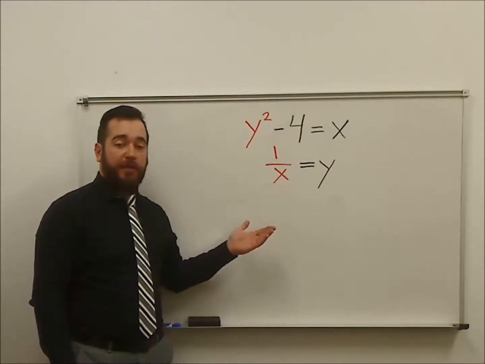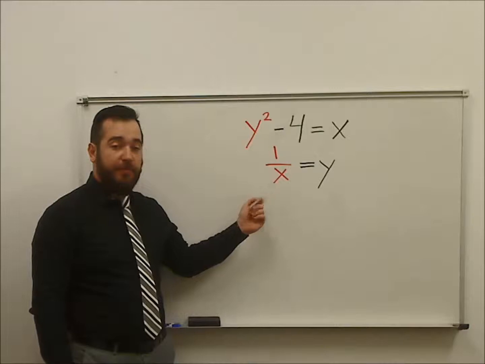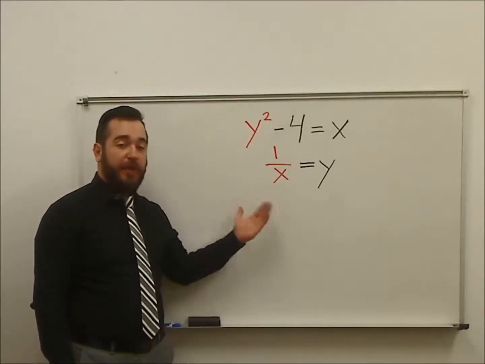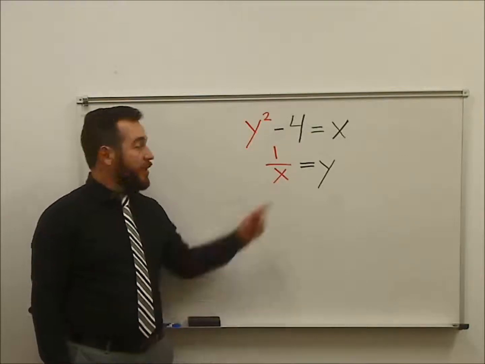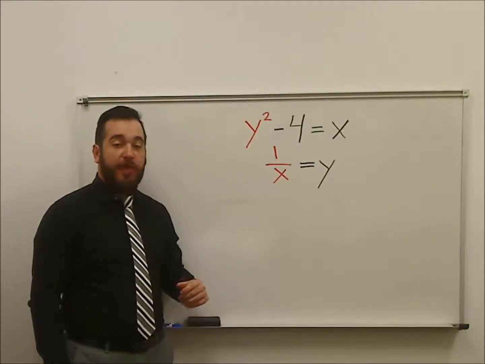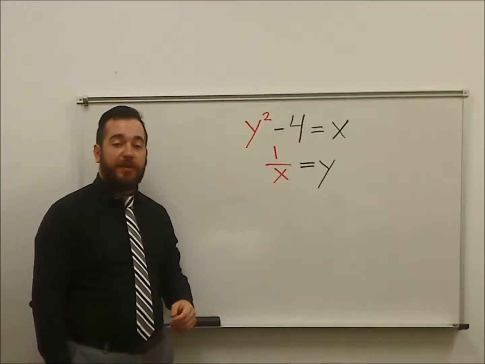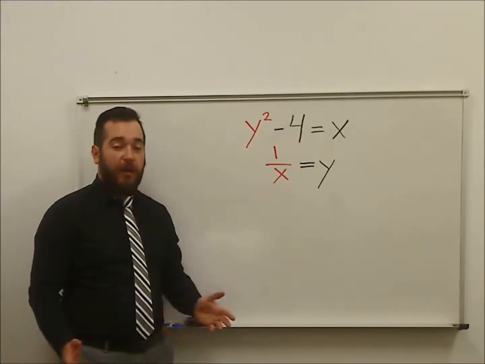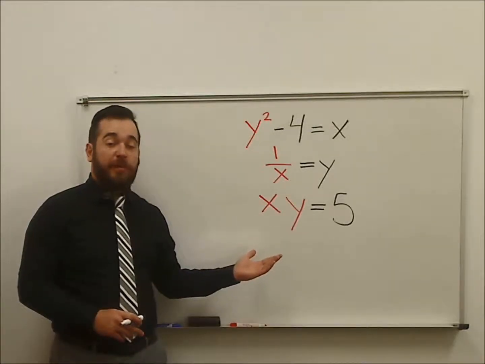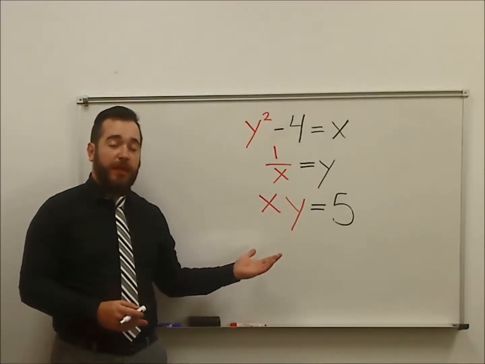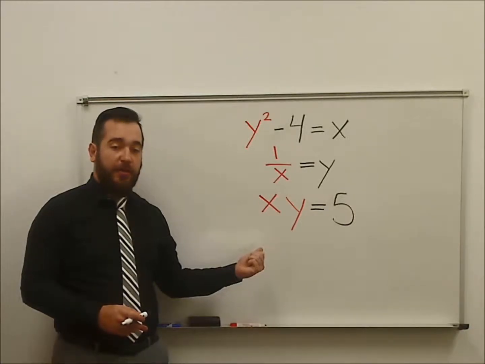Here's another example. 1 over x equals y. We don't want to be dividing by any variables either. This makes this equation not linear. And if you're real sharp, you'll remember that dividing by a variable is actually a negative exponent. 1 over x is equal to x to the negative first. And we don't want any exponents with linear equations. xy equals 5. We don't want to multiply our variables together either. This makes this not a linear equation.